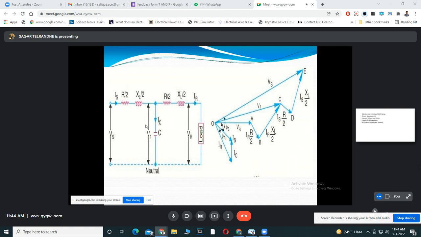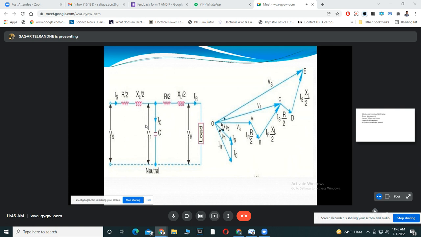And we can represent this equivalent circuit of this transmission line in a phasor diagram. In order to make a phasor diagram, the first thing we do is take a reference. So let us consider that the receiving end voltage is our reference voltage. We draw it over the x-axis as OA.